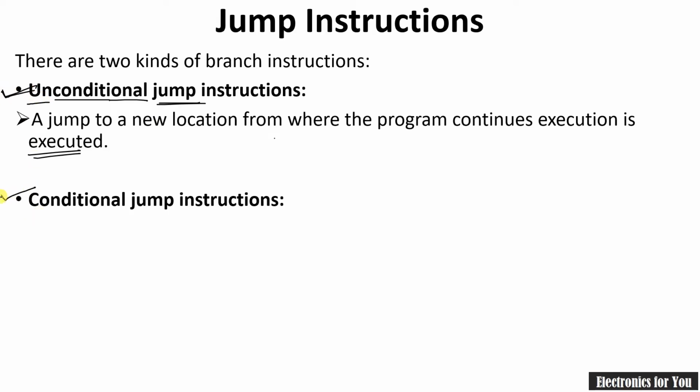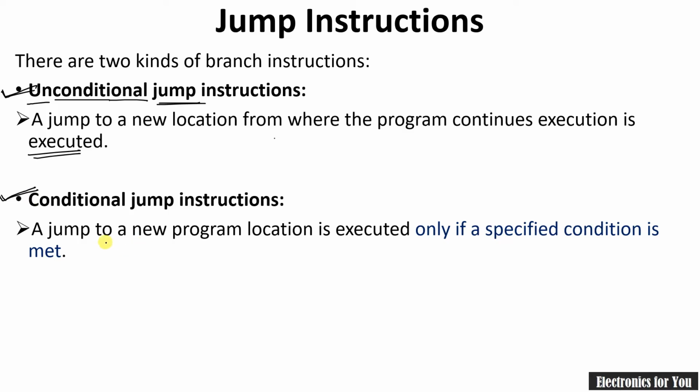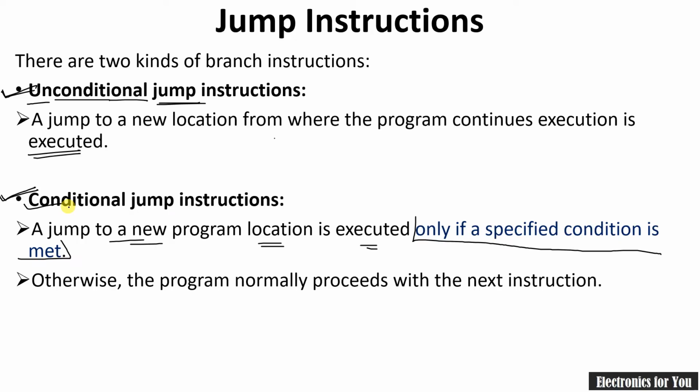The second group of instructions is called conditional jump instructions. Here, the jump to a new program location is executed only if a specified condition is met. One condition will be there, and if that condition is satisfied, only then the jump to the new location will be executed. Otherwise, the program normally proceeds with the next instruction. It means the program will continue if the jump condition is not satisfied.